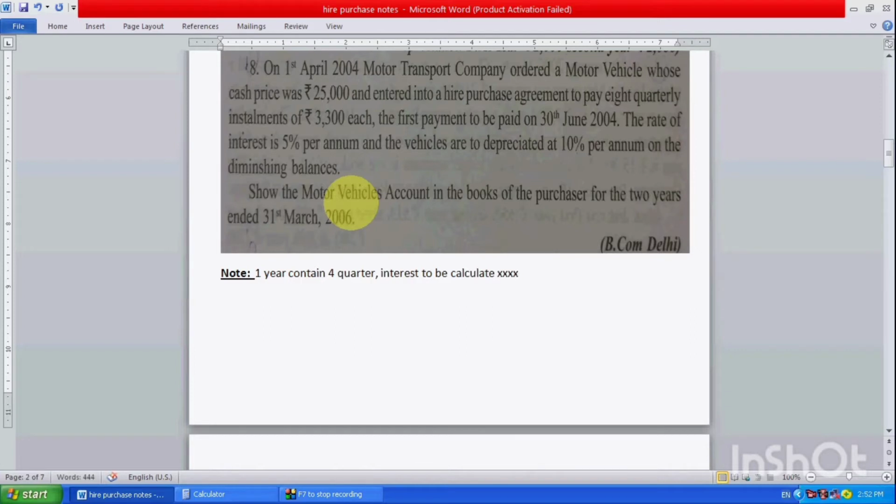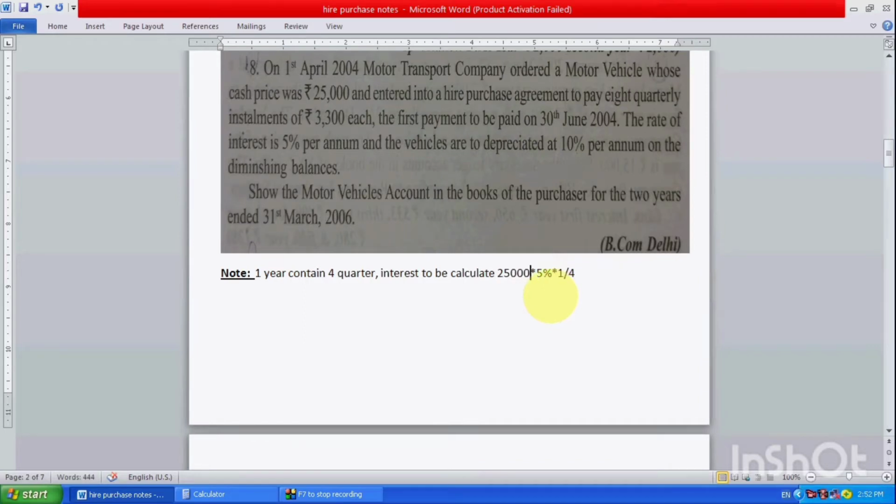For example, if it is 5%, then 5 divided by 100, or directly 5%, into 1 by 4, because it is divided into quarters, into 1 by 4 of whatever the amount. Okay, 1 year contains 4 quarters, and we calculate the interest accordingly. Interest on any amount you can take, no problem.